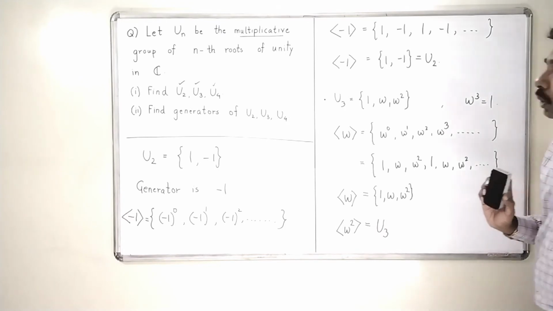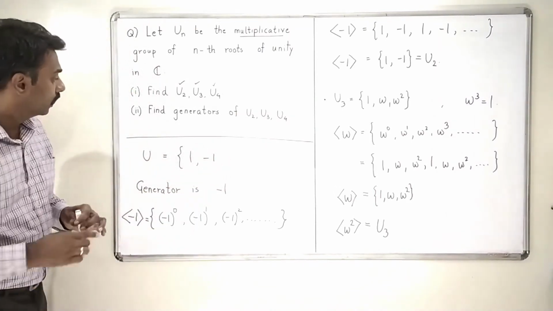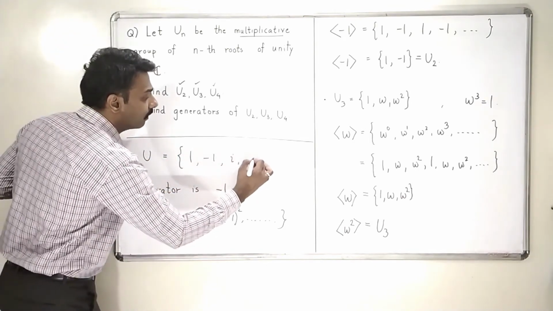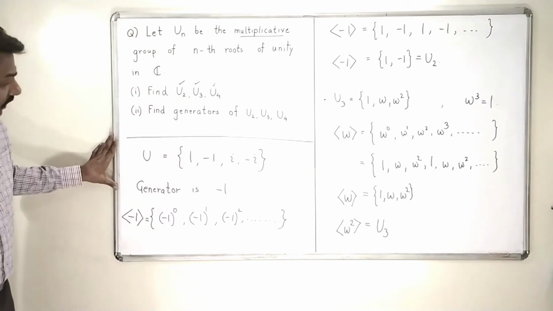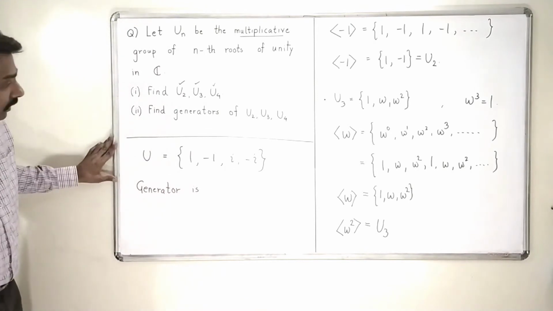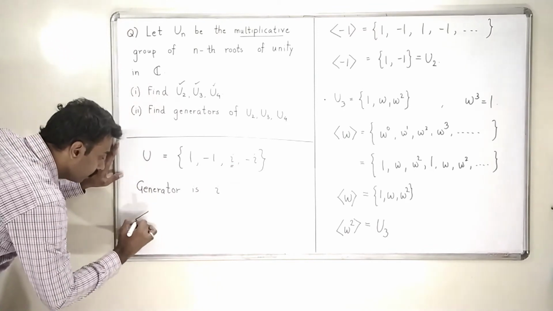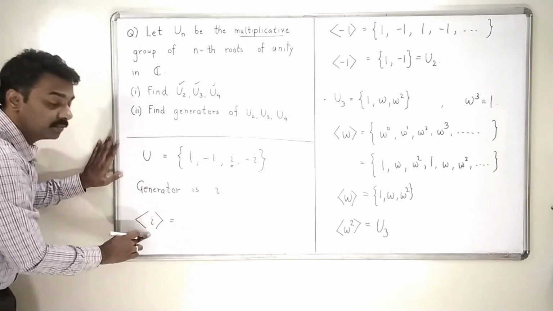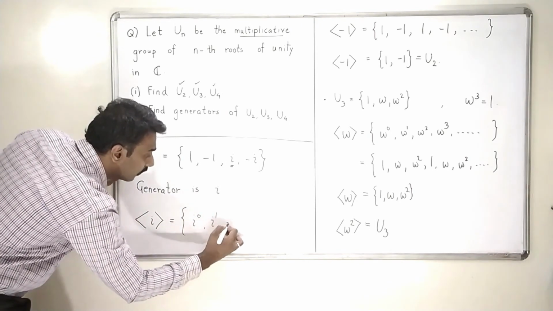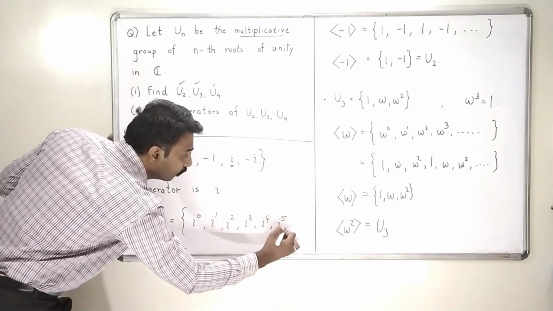Now let us go for U4. U4 consists of 1, minus 1, I and minus I. So who is the generator of this particular group? So the element that will generate is I. So the generator is I. Why? Because if I take I, the subgroup generated by I, it will be I raised to 0, I raised to 1, I square, I cube, I raised to 4, I raised to 5 and so on.